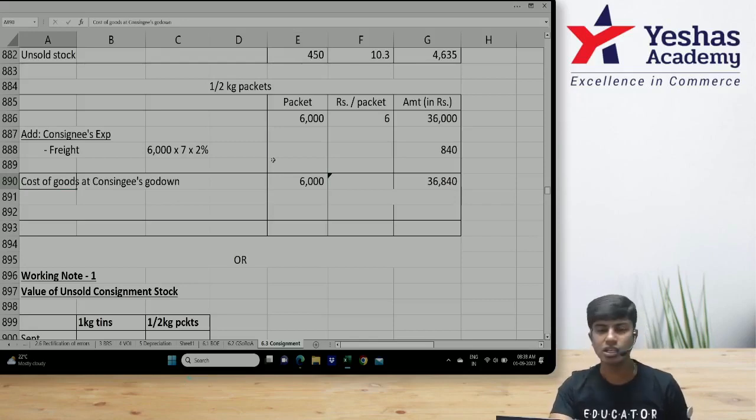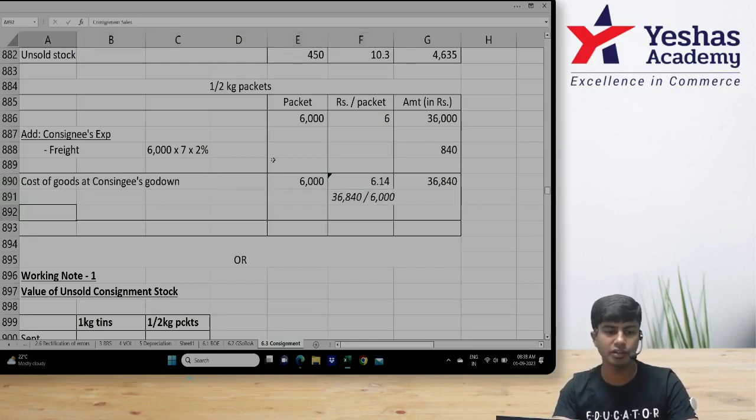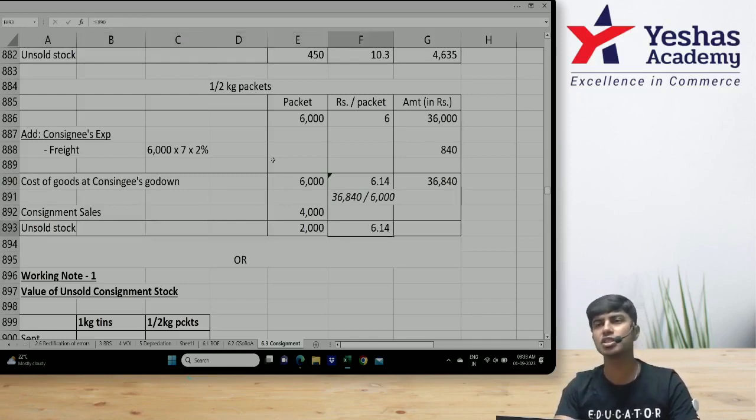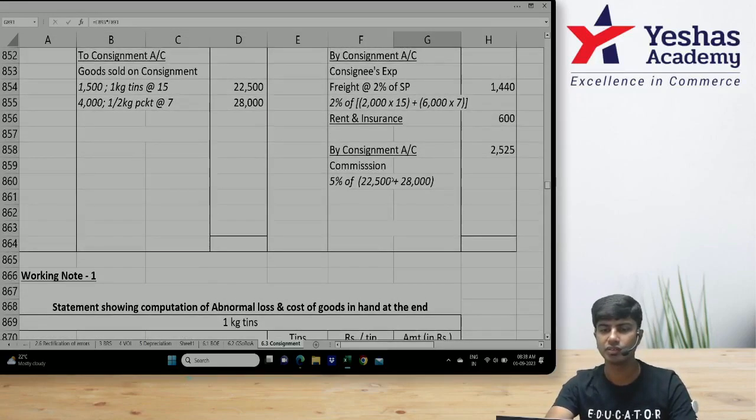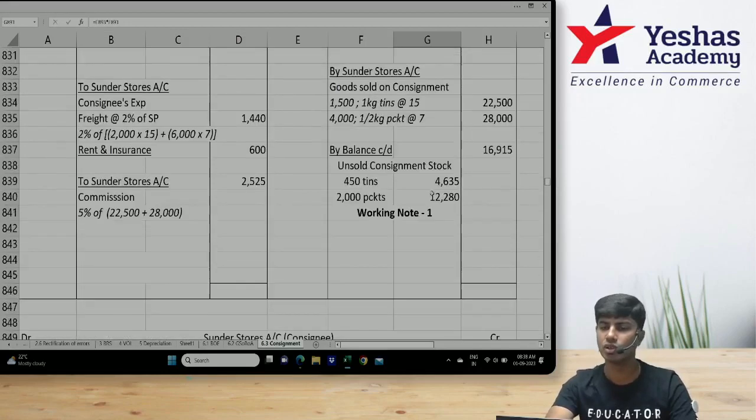Everyone understood this? Now, how much is the per packet rate? 36,840 divided by 6000, 6.14. How many packets are sold? Unsold stock, 2000 packets into 6.14, 12,280. Together 16,915. Did you all get it?